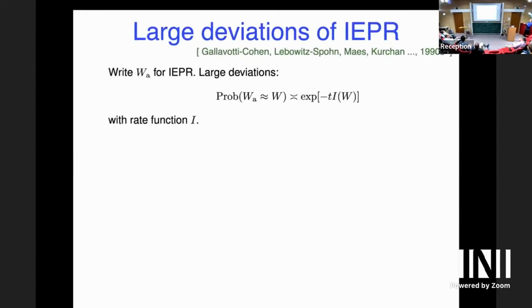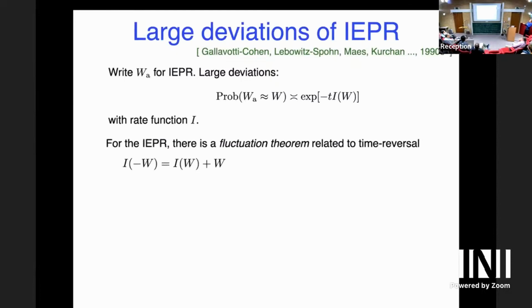So this thing is of the shape that I showed you before. It's a time average quantity, so it should have a large deviation principle, which says that this probability distribution has a scaling form with a rate function, which I'm now calling I. And because it's an entropy reduction rate, there is a fluctuation theorem, which goes back to many famous people in the 90s, that says that this rate function I has a symmetry.